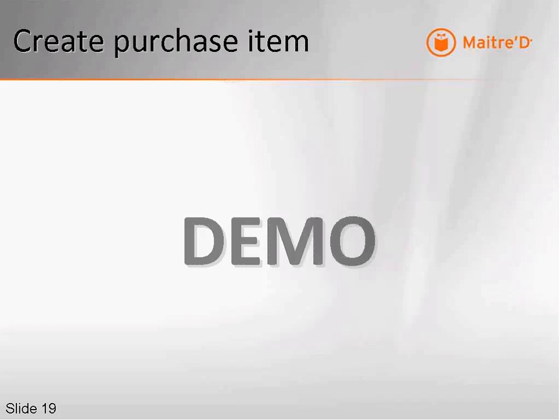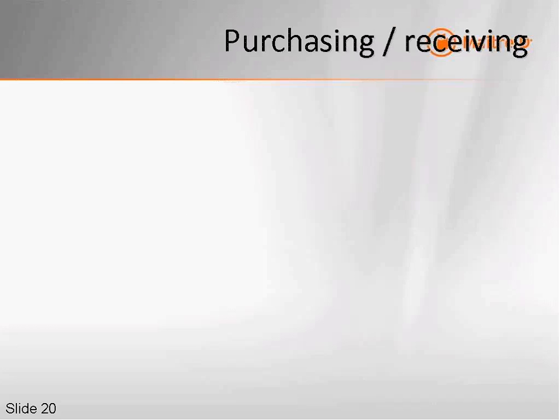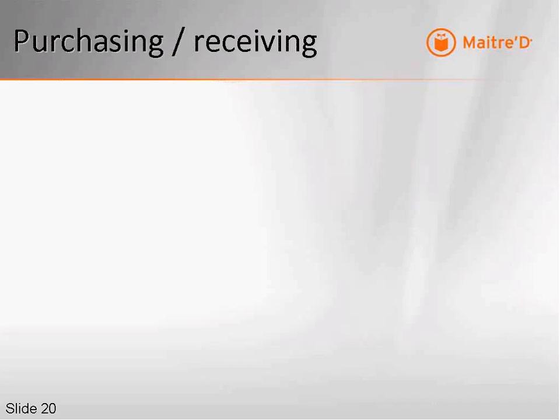So now we've completed the three main steps into creating items. We've created the generic item first, then we've created a recipe for the item, actually a recipe for each of our purchase formats, and then we finished by putting in the item that will be used to purchase the inventory items. So what we want to do after that is to purchase these items and receive these items.